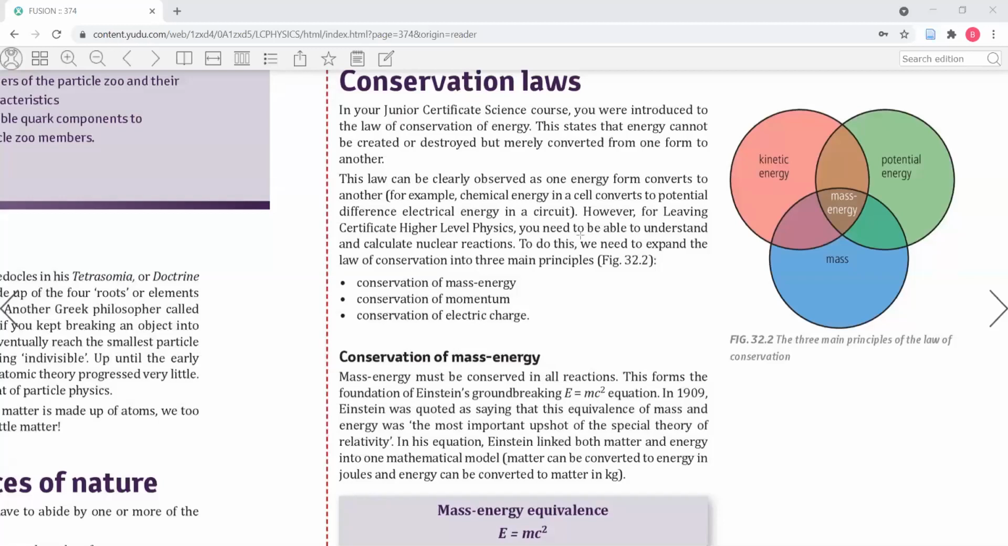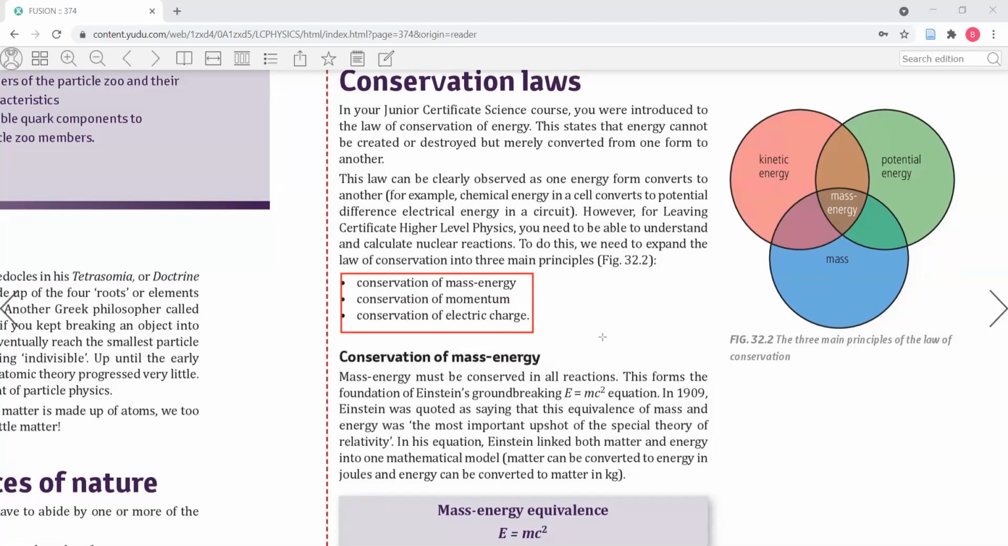Now, the other important set of rules that we're going to be working with in this section is these conservation laws. Okay, so the conservation of mass energy: if you remember, our Junior Cert conservation of energy rule changed with E equals mc squared, mass energy equivalence. We now say conservation of mass energy rather than conservation of just energy. Momentum is also a conserved quantity, and electric charge.